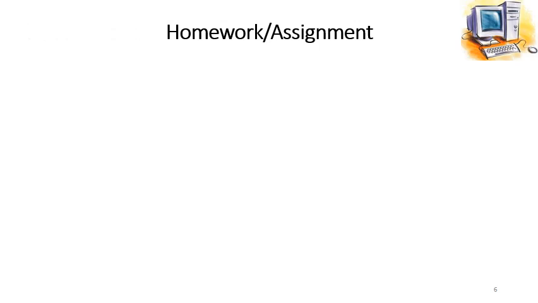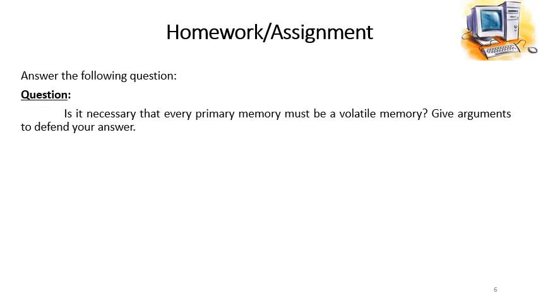Okay students, at the end there is a homework or assignment for all of you. You have to answer a question, and the question is: is it necessary that every primary memory must be a volatile memory? Give arguments to defend your answer. You have to answer this question in yes or no, and in both cases you have to give arguments to defend your answer. Note that you can get help from anywhere. You can get help from the internet and from books or from any other person. You can get help from anywhere.